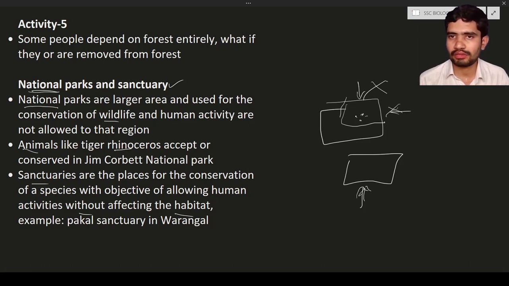Both are used for the conservation of biodiversity and also the conservation of wildlife.